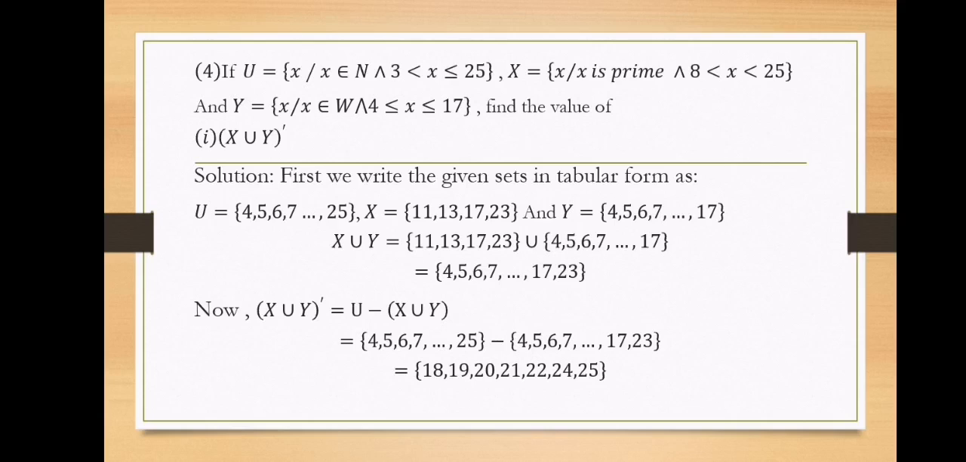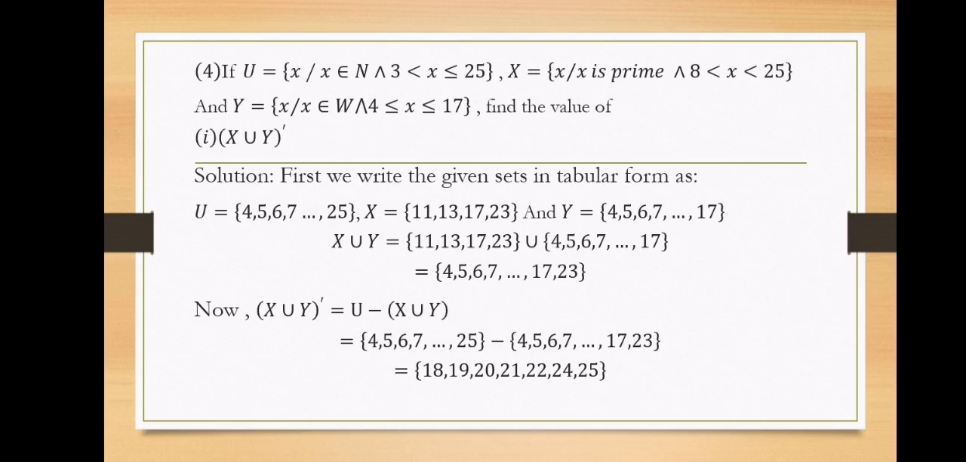Similarly, Y is equal to X such that X belongs to W, that is set of whole numbers, and it is starting from 4 till 17. Find the value of X union Y complement. Since we have already discussed that to find out the complement of a set, we have to subtract it from the universal set. But here we have the two set operations. One is the union and the other one is the complement of the union of two sets. So since we are going to find out the complement of the union of two sets, and it is only possible if we have the union of X and Y.